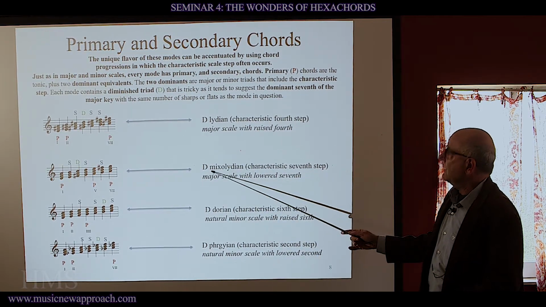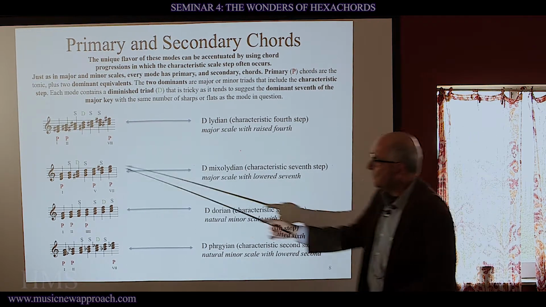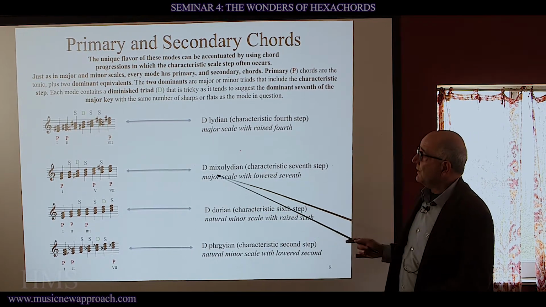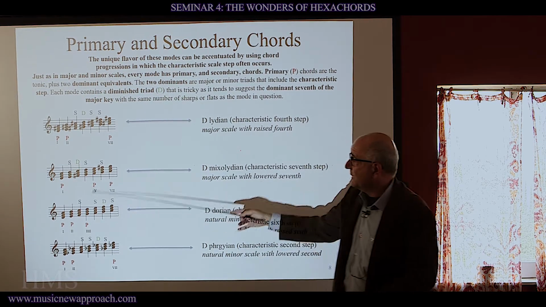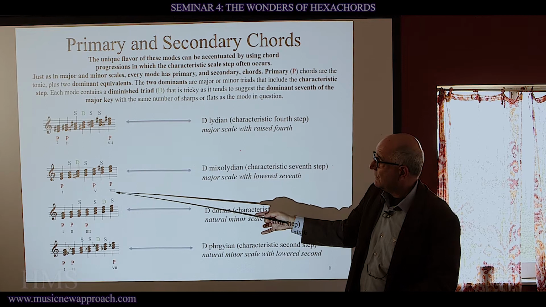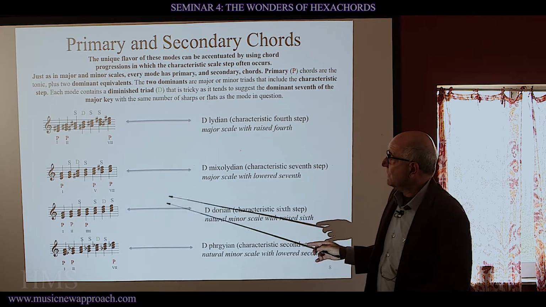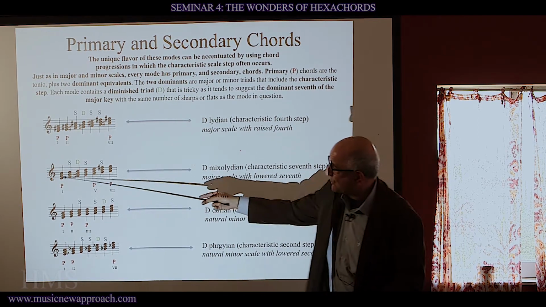Now Mixolydian, characteristic seventh step. It's got the lowered seventh step. So the primary chords for Mixolydian are going to be 1, 5, and 7. They have the lowered seventh scale degree, the C natural in this case.